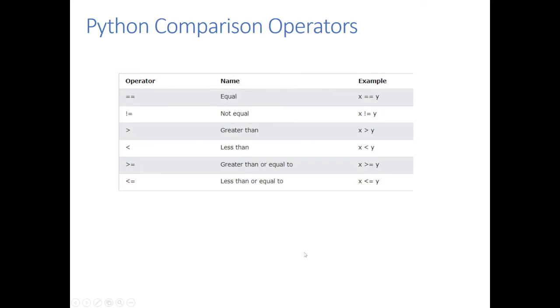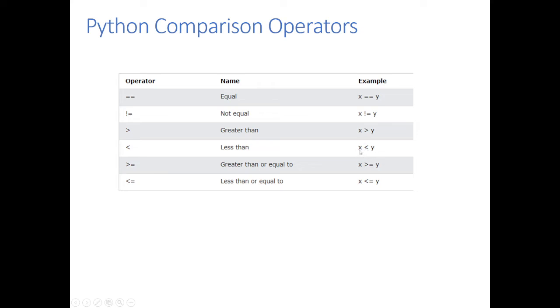So Python comparison operators, how do we compare values? To compare if a value is equal to another value, we use a double equal symbol. For not equal, we use the exclamation point equal. For greater than, we use the greater than symbol. So this is an example. For less than, we use the less than symbol. So this is an example.